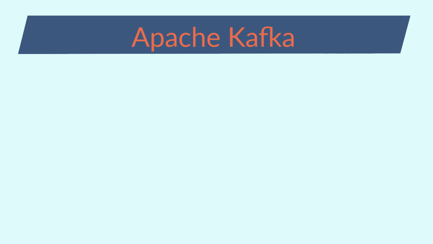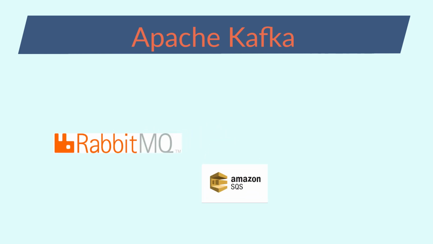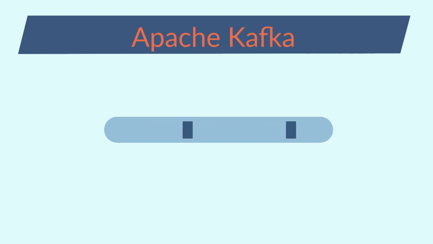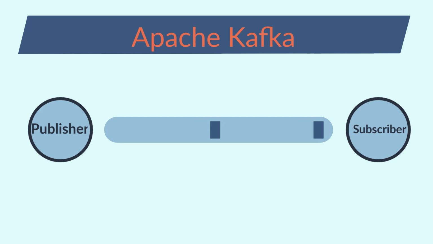Apache Kafka, just like RabbitMQ, AWS SQS, or GCP PubSub, are message queuing services, message brokers. They handle queues of messages. Those queues have two ends, one for the publishers and one for the subscribers. Instead of communicating via HTTP requests, I can have a publisher adding a message to the queue and let the subscriber read the message from the same queue.